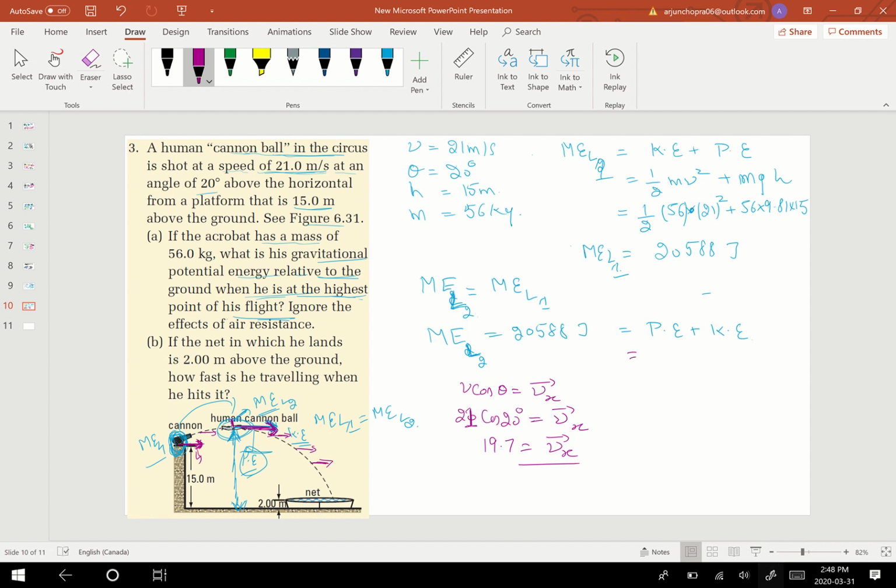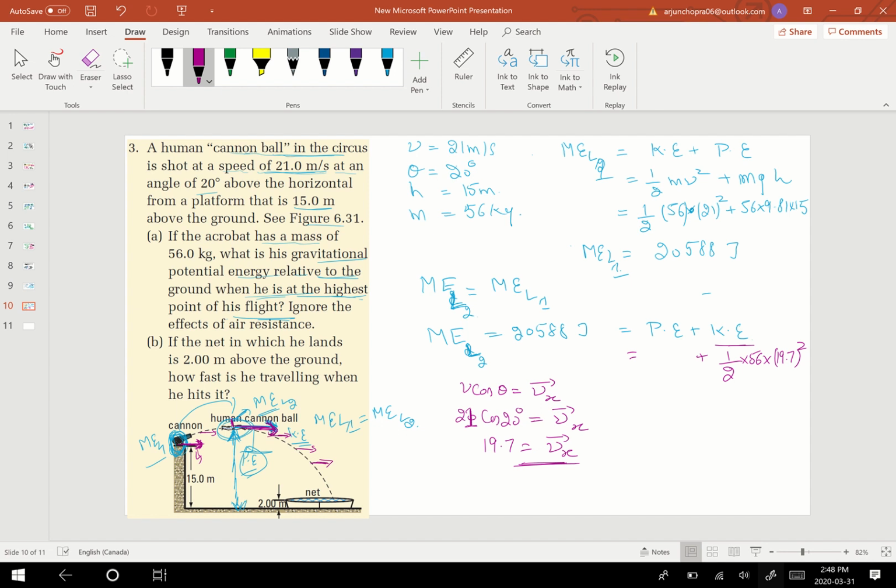Students end up making a mistake a lot where their calculators are in degree mode, and then they end up messing it up. So plus kinetic energy is equal to, how can I find the kinetic energy? Now I have the horizontal component. So half times mass is 56, mass does not change, times 19.7 squared.